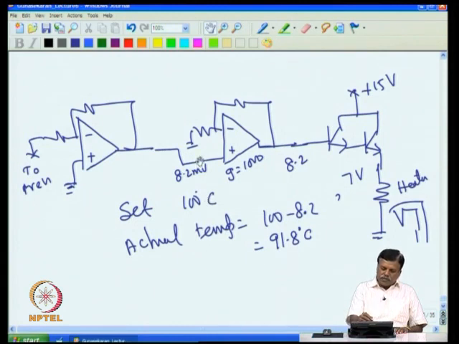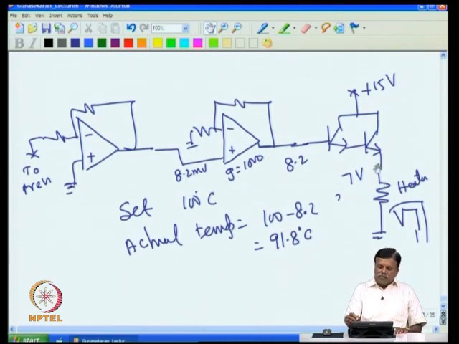The difference is 8.2. That 8.2 will come here as 8.2 volt because the gain is 1000, and you will get 7 volt here. And we assumed 7 volt is what is required to maintain around 100 degree C. So this system will stop here. That means even though I had set 100 degree C, the system will not go to 100 degree C, it will stay away from 100, because if the error is 0, that is if the set temperature is equal to the actual temperature, the error becomes 0, no heating will take place, and without heating it can't keep the system at high temperature.